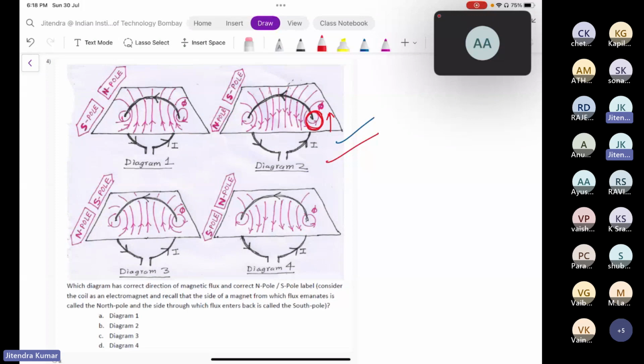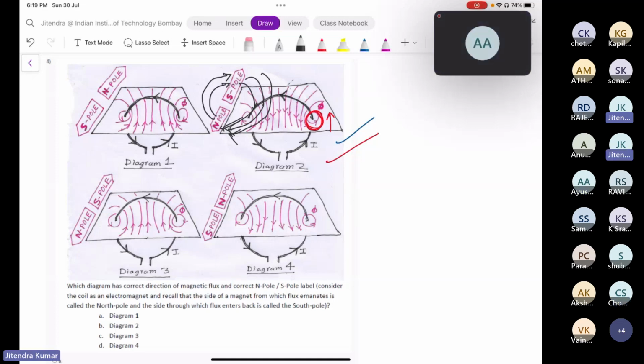Diagram 2 has a problem with the direction of flux. Here the magnetic flux is coming out from the South Pole and entering the North Pole. But I mentioned that magnetic flux should originate from the North Pole and enter the South Pole. So that condition is not met here. Am I right? Yes, sir. But inside the material, the flux flows from the South Pole to the North Pole, no, sir? Okay, so you are saying that in the air gap it should flow from north to south, and inside it should follow south to north.